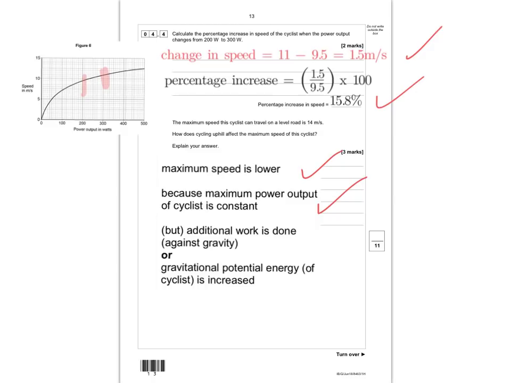So the third mark is saying you have to do work against gravity, or alternatively, you're gaining gravitational potential energy. So your energy is being transferred away, you're transferring that kinetic energy away to gain gravitational potential energy, which is why your kinetic energy is decreasing. And those are the 3 marks for that question. It now brings us to the end of question 4, so please give yourself a mark out of 11, and please get ready to move on to question 5.